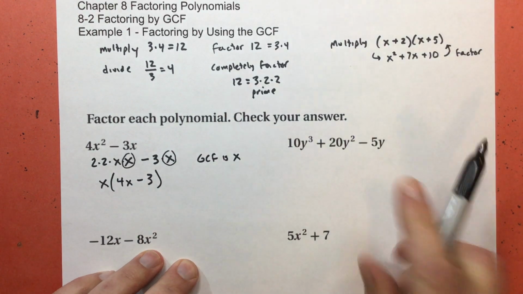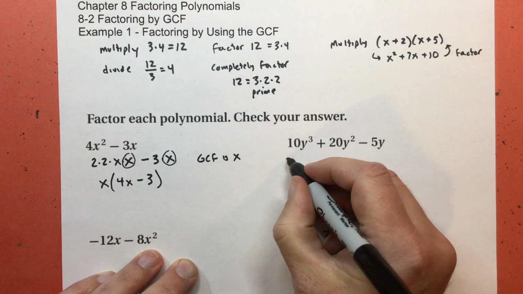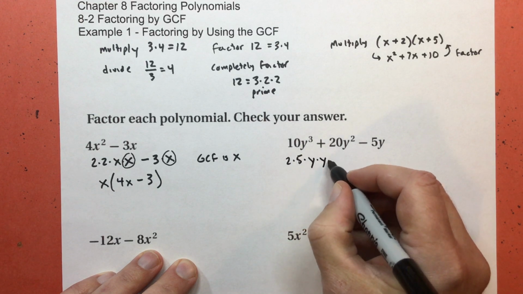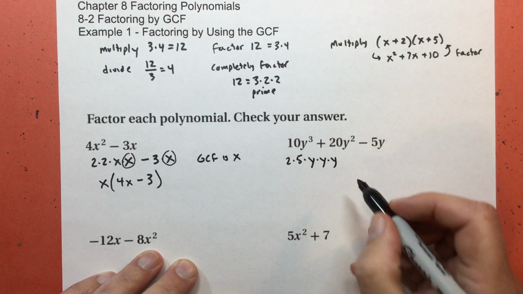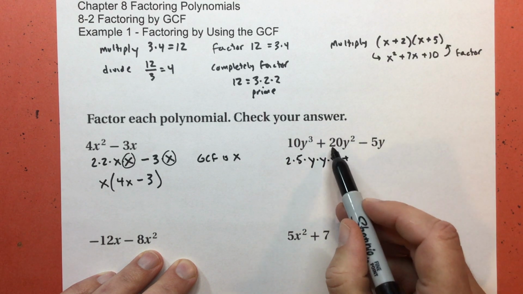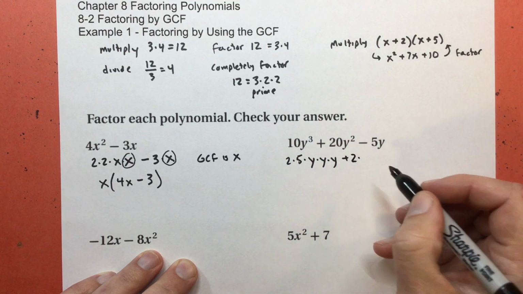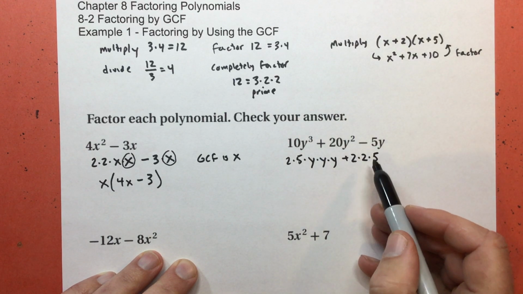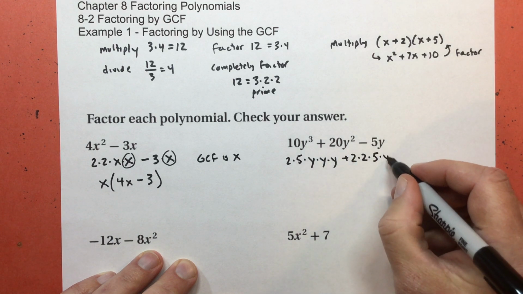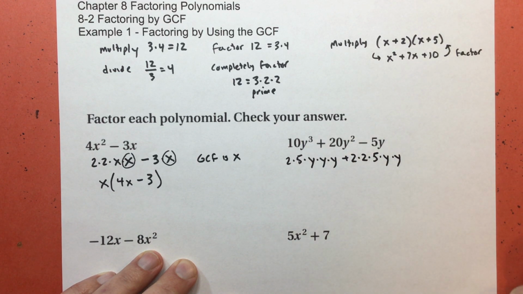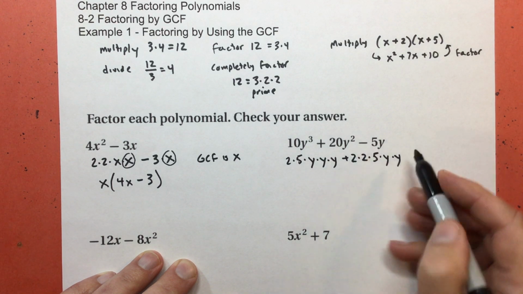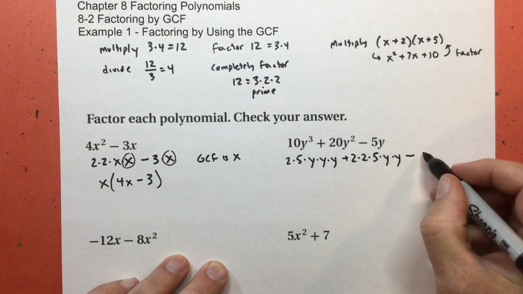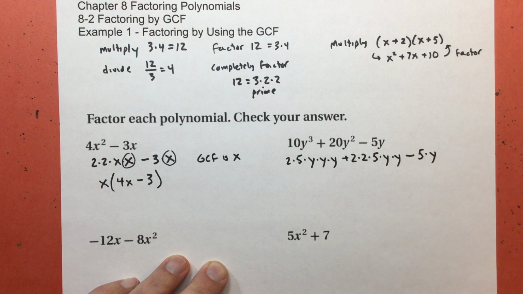Let's do this one. So I'm going to do the same thing. 10 is 2 times 5. Y to the third power, 1, 2, 3. Y times y times y. Plus sign. 20 is 2 times 10. 10 is still 2 times 5, so I'm going to make sure I go all the way down the primes. Y to the second power is y times y. And for the third term, subtract, and again, that may cause problems later, but for right now it's okay. 5 is prime times y.